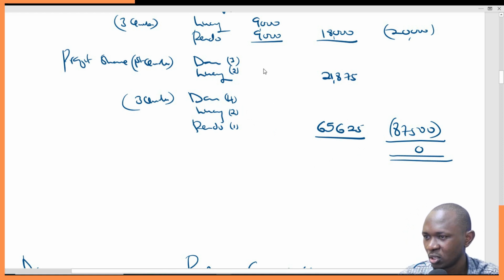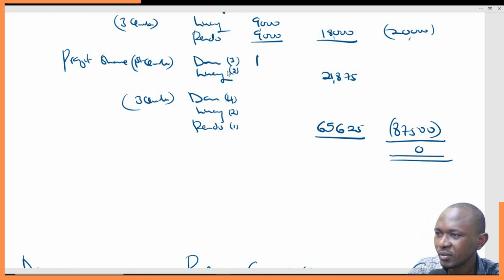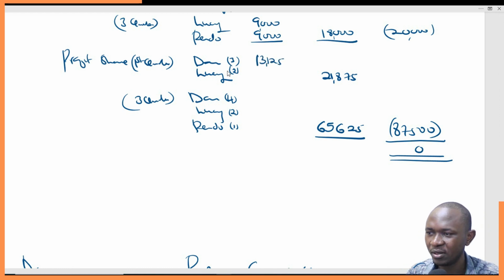So how much will Dan get? Dan will get 3 over 5 times 21,875. This gives you 13,125. And then Lucy will get 2 divided by 5 times 21,875. That gives you 8,750. So if you add the two, 13,125 plus 8,750, you get 21,875. So this is how they're going to share the profit in the first quarter.